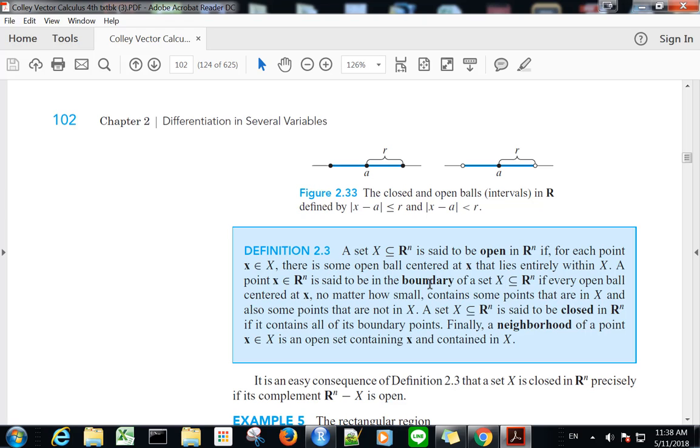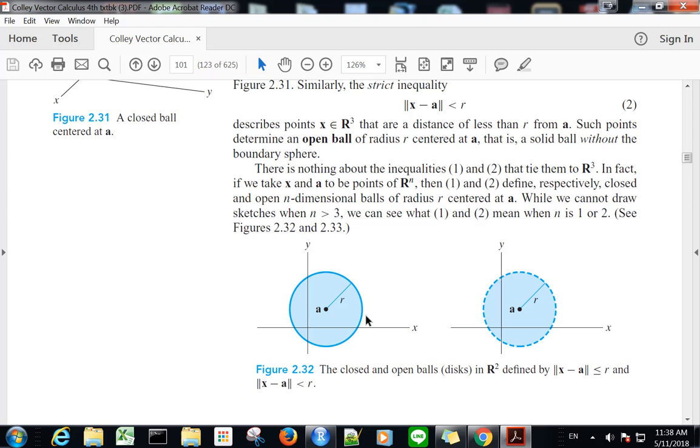A point x in Rn is said to be in the boundary of a set X if every open ball centered at x, no matter how small, contains some points that are in X and also points that are not in X. So going back to that picture again, this is said to be on the boundary because no matter what circle I draw around it, no matter how small, I'm always going to get some points that are in the blue and some points that are in the white.